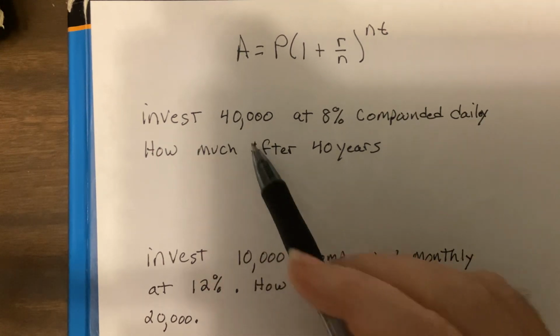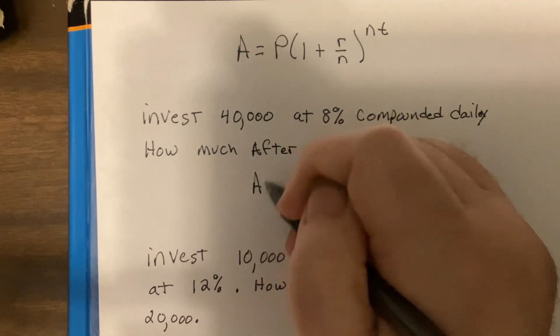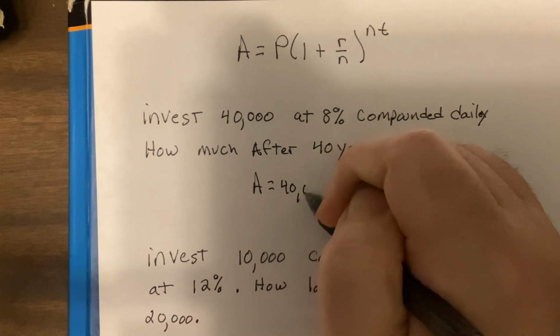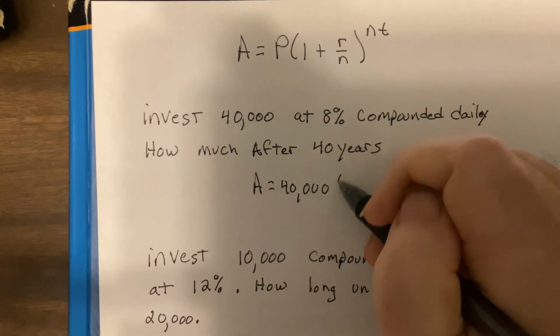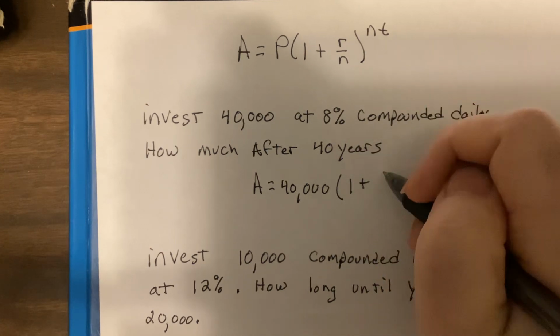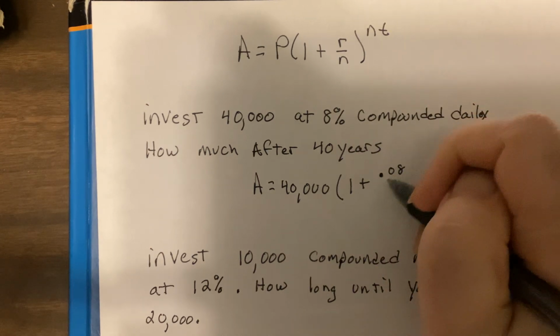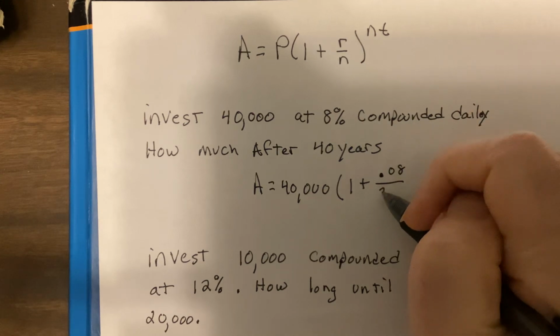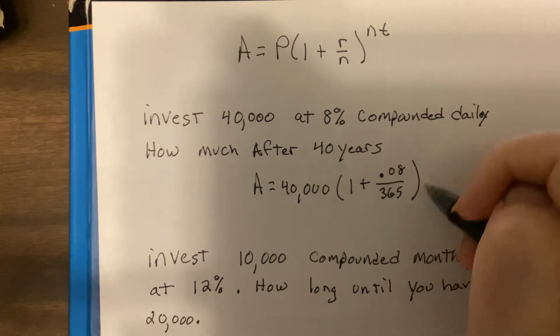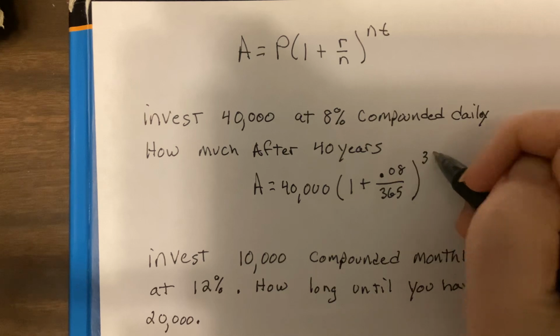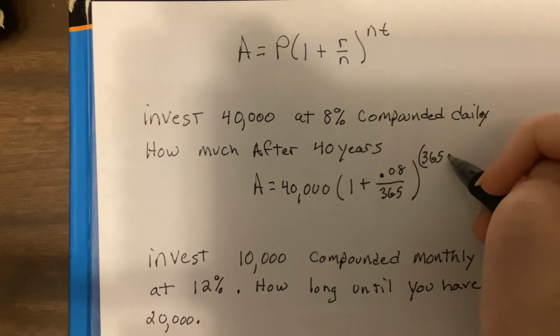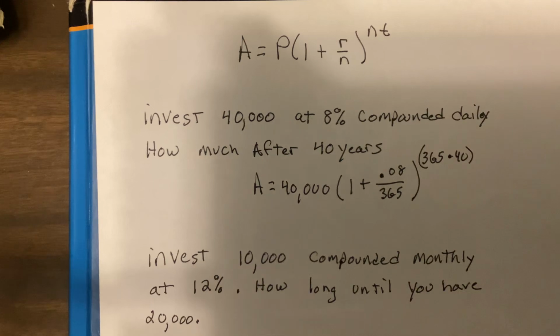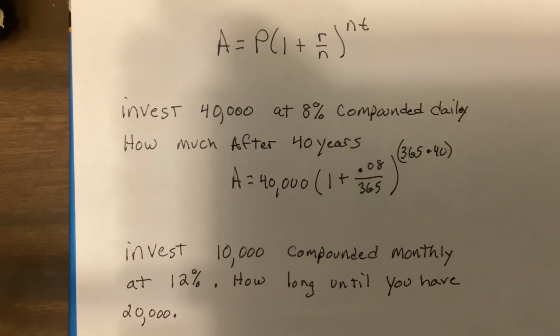So if I want to invest $40,000 at 8% interest, that'd be 0.08, compounded daily, so that's 365, and it's raised to the 365 times 40. Now this can be done in calculators now. 30 years ago, you had to use logs. So let me get my calculator on.